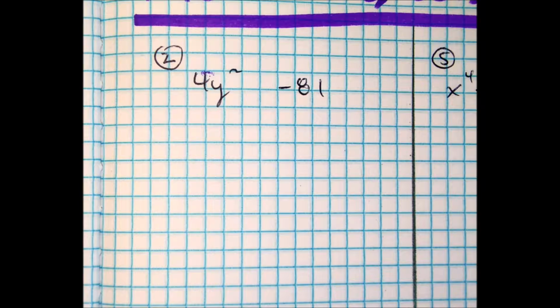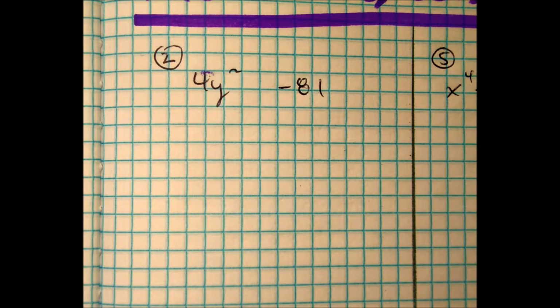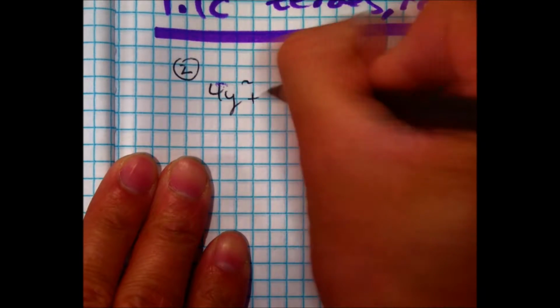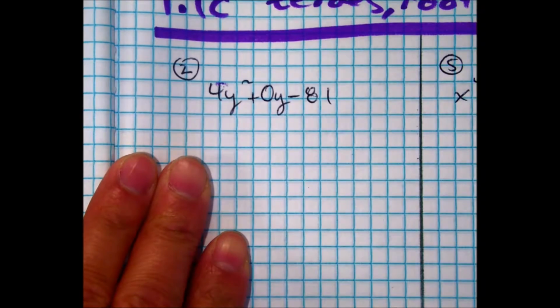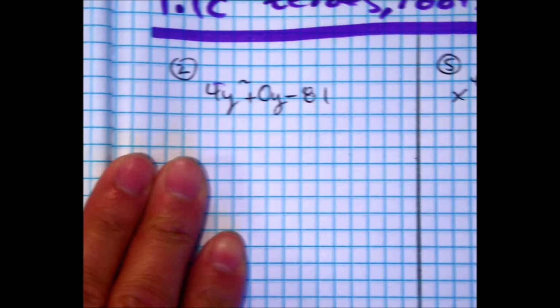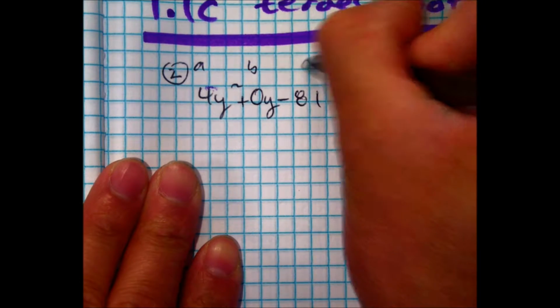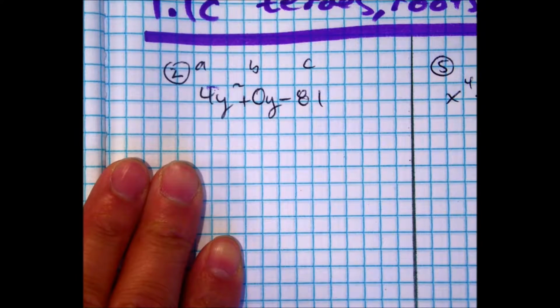Alright, let me go over these two problems, how to factor them. So I have 4y squared minus 81. The first thing I'm going to do is, you can write that with a 0y if it helps you. Raise your hand if you did that. Okay, sometimes that helps us, right? Then your a value is 4, b value is 0, and your c value is 81.